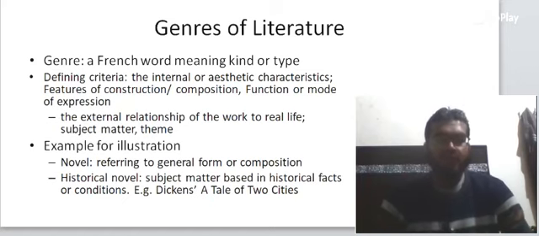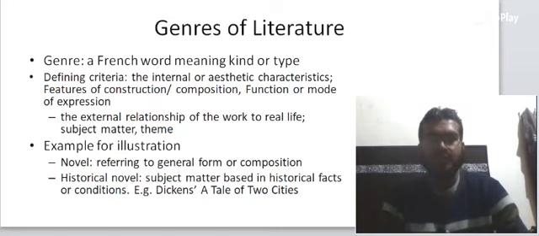So let's talk about genres of literature. Genre is a French word which means kind or type. Now, we use this term for different types of literature. For example, drama is one genre of literature, poetry is another, prose is yet another, and so on.